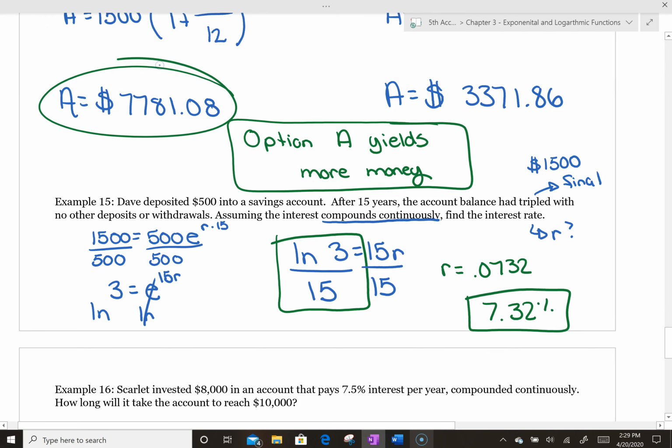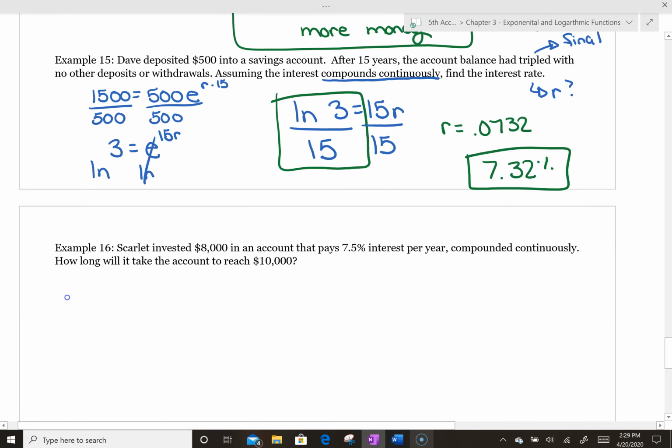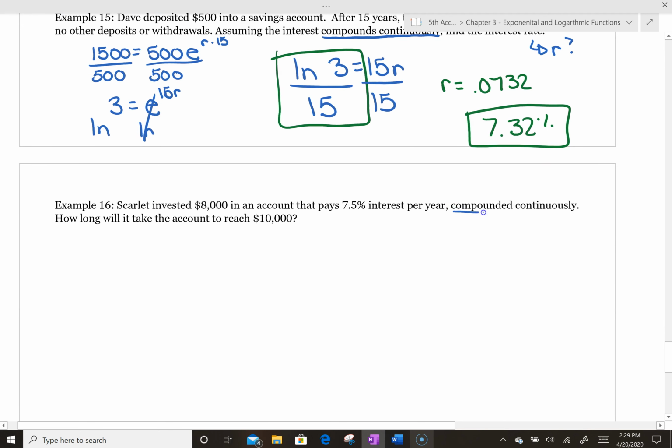Okay. And example 16 is kind of on the same lines. As you can see, it's compounded continuously. Scarlett invested $8,000. You want the account to reach $10,000. The rate is 7.5%, so 0.075 as a decimal. And then how long would it take to reach it? So we pretty much just solve it the same exact way. So divide by the 8,000.